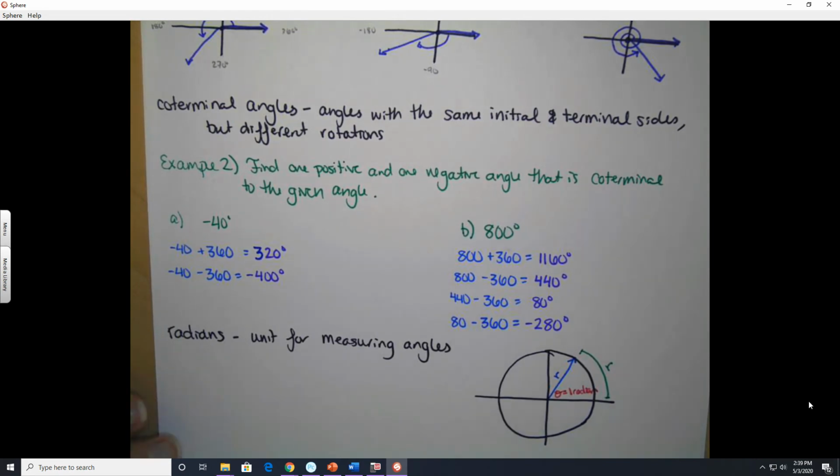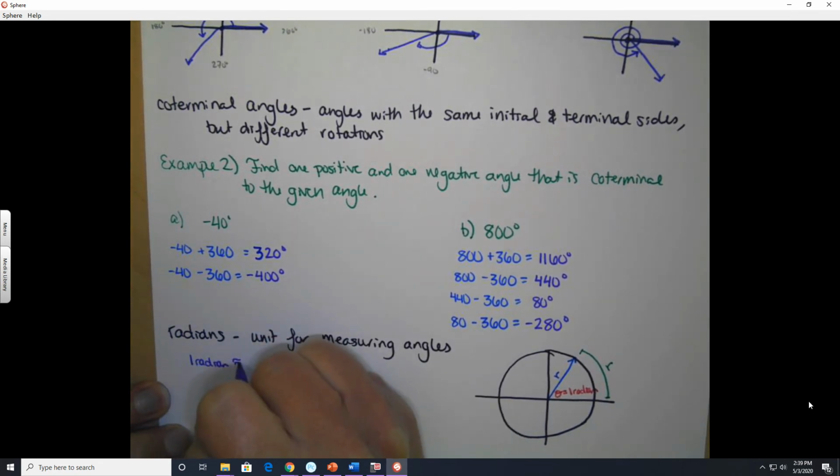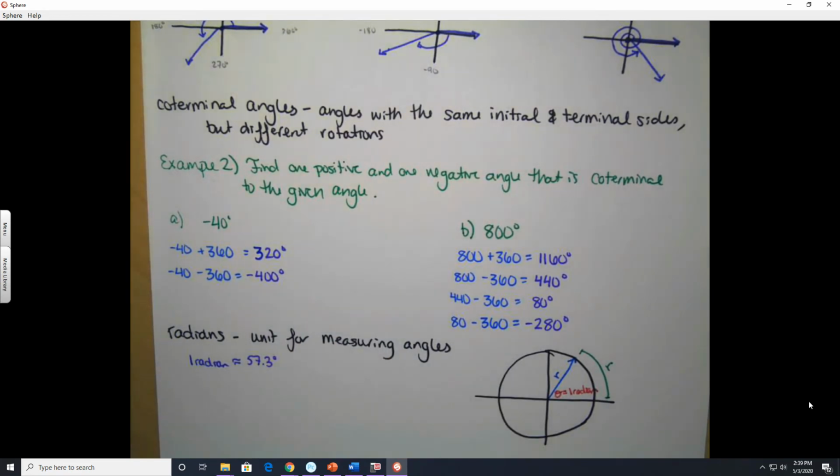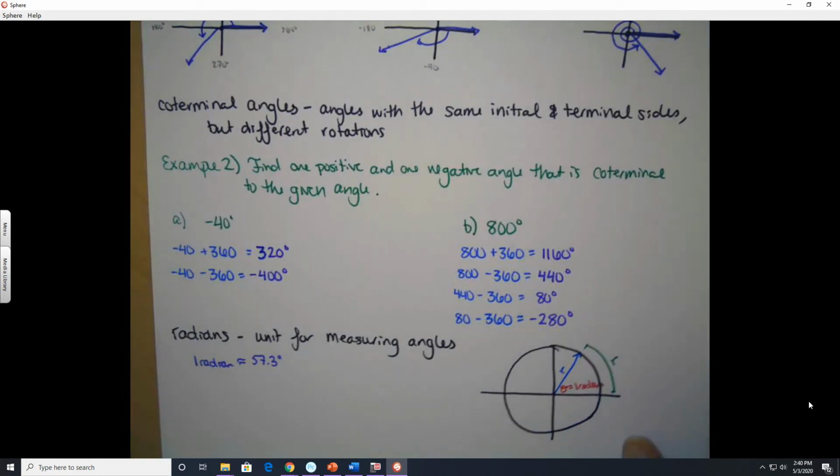As a point of reference, 1 radian is about 57.3 degrees. You don't have to know that, but in case you were curious. Our big thing for today is that you need to be able to convert between degrees and radians. I'm going to turn my paper over for that.